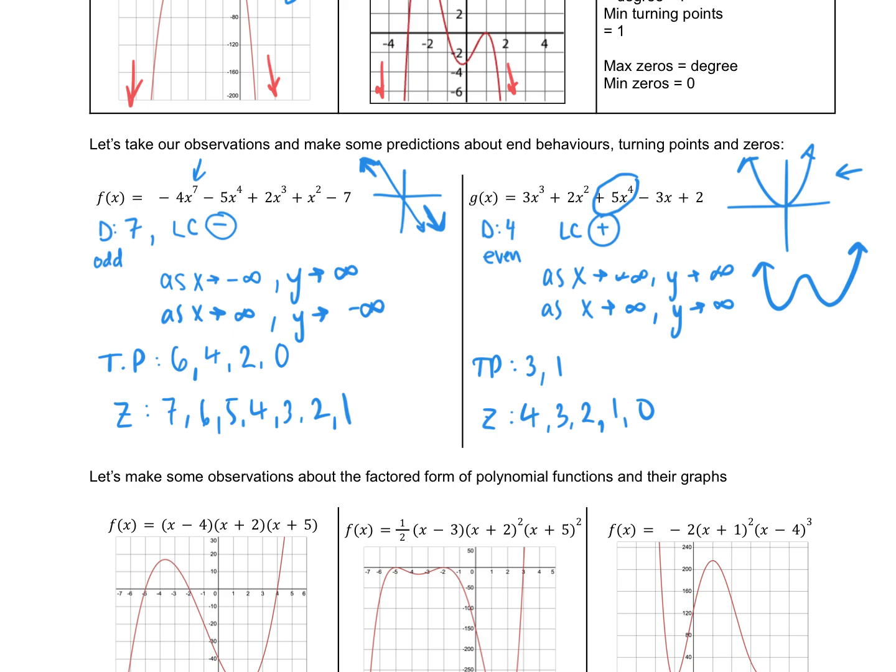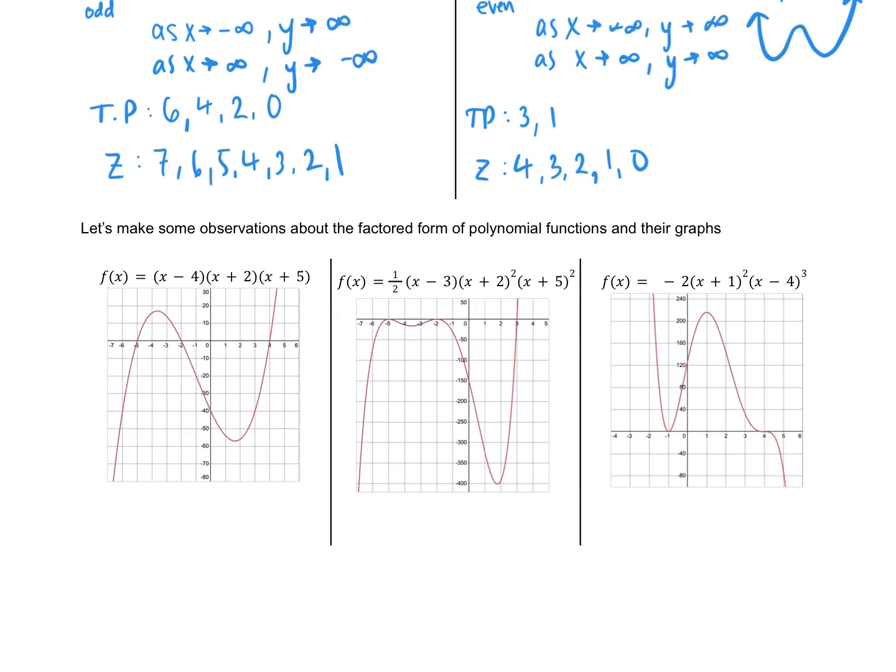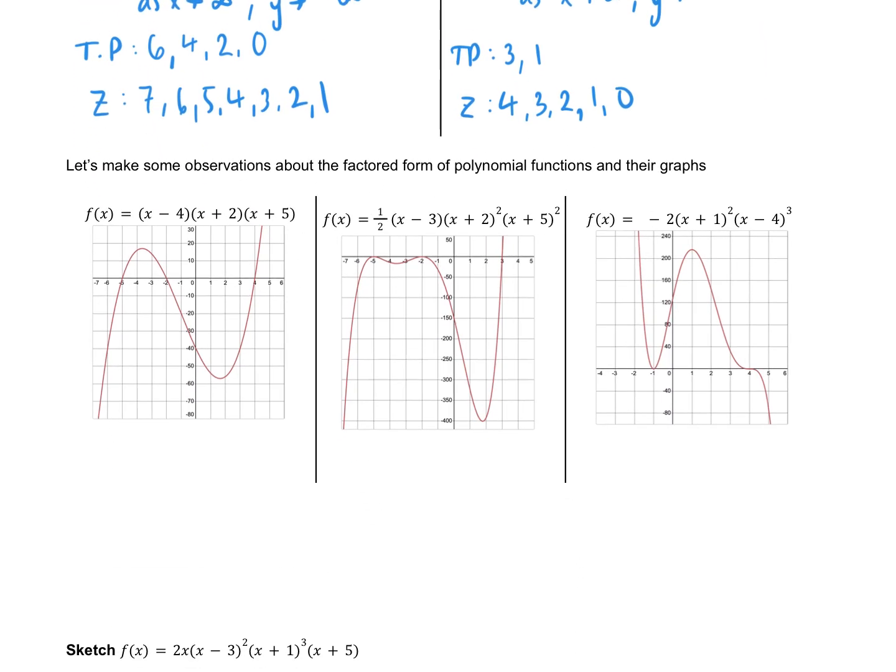When we actually start graphing, factored form is going to be very important to us. So we're actually going to make some observations here, and then we're going to get into some sketching. So in this first function here, I have a degree of 3, and I have a positive leading coefficient. So going from quadrant 3 to quadrant 1 makes sense.